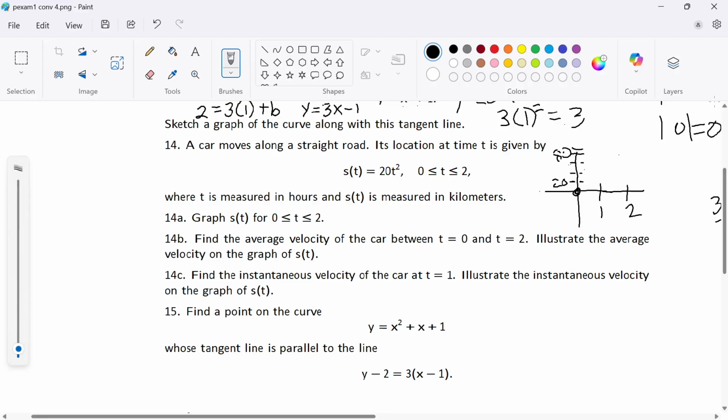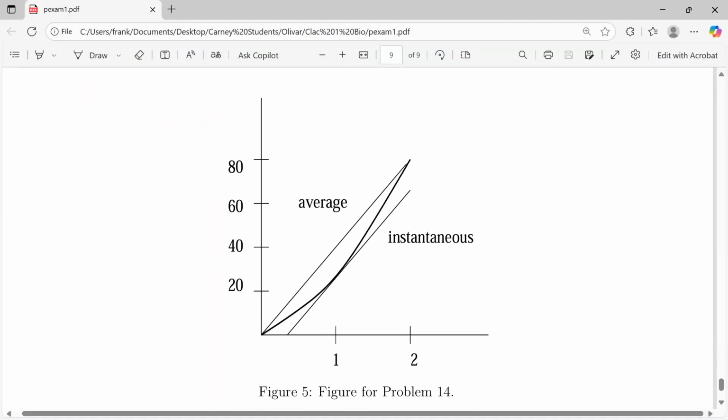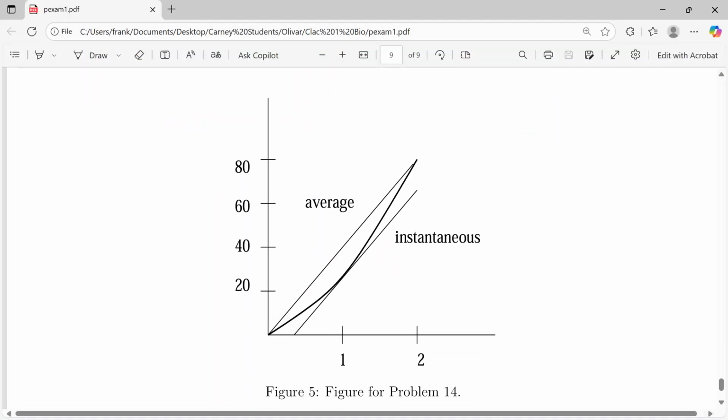Okay, so this graph has t from 0 to 2. At 2, it's at 80. And then it's not a straight line, it's a curve. So I've drawn a curve between them. Hopefully that's good enough. Okay, so it's a curve. And let me show you the instructor's. See the little curve? And look, they did the same scale, 20, 40, 60, 80, 1, 2.